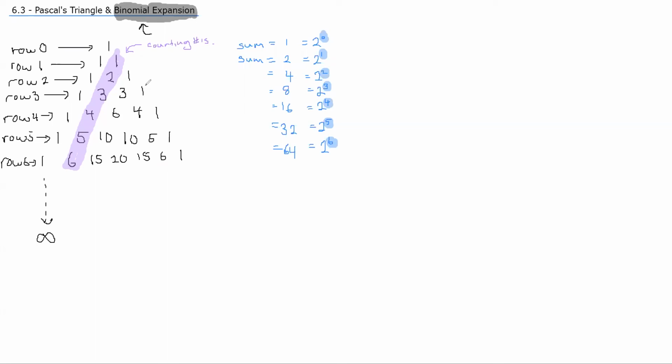Another reason, take a look at this one. Do you notice how there's a 1 here and a 1, 1, which sort of looks like 11? 1, 2, 1, which sort of looks like 121? 1, 3, 3, 1, which sort of looks like 1,331? Well, what is 11 to the power of 0? 1. What's 11 to the power of 1? 11. What is 11 to the power of 2? 121. What is 11 to the power of 3? 1,331. What's 11 to the power of 4? 14,641. I think you get there.